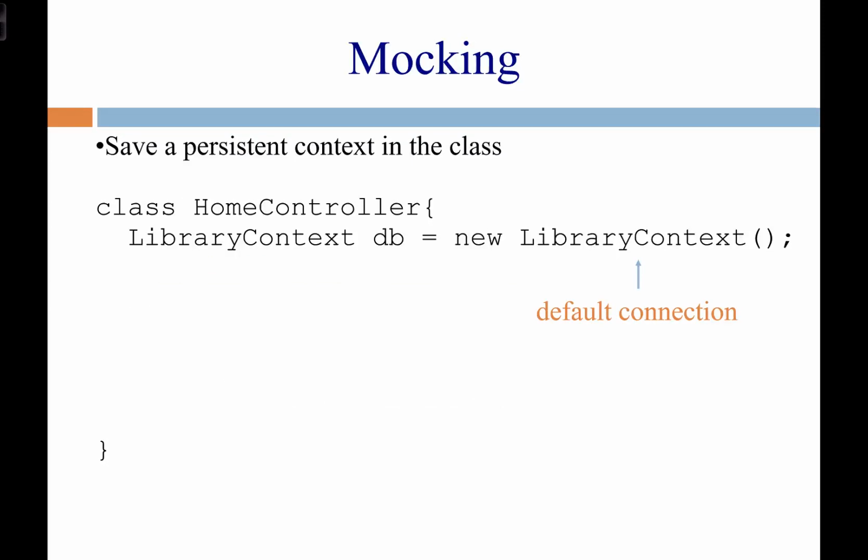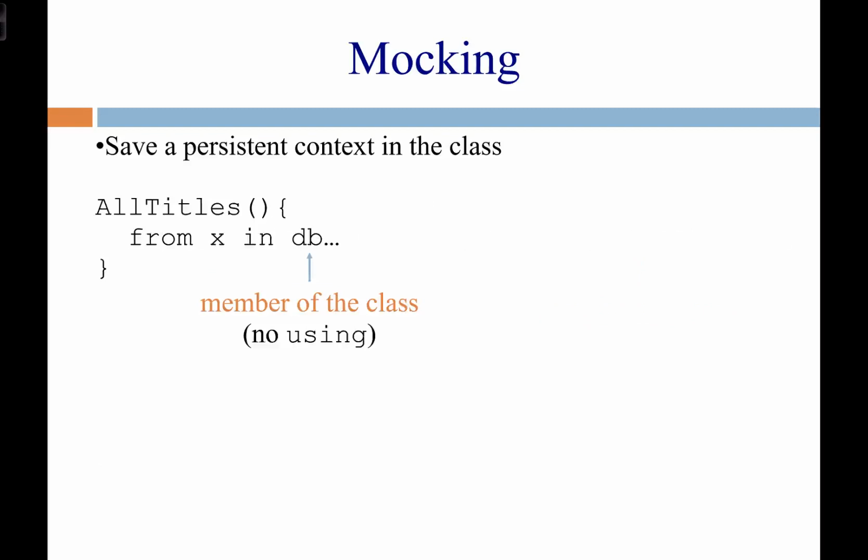And then when we're writing our controllers, we don't need to create one. We can just, from x in database dot whatever, we can just use db, which is already a member of the class. And we don't need a using block since we're not creating a new one. Since it is disposable, though, we will eventually have to clean it up, and we'll see that later.